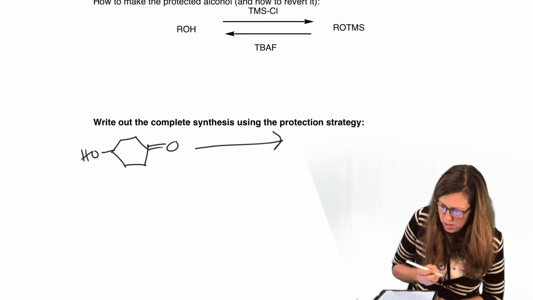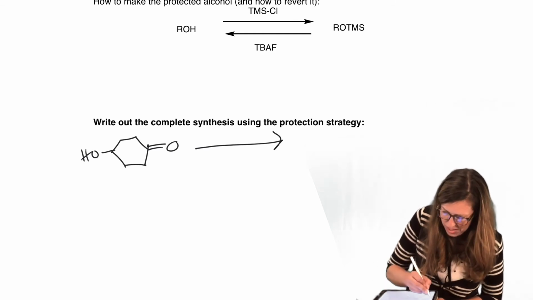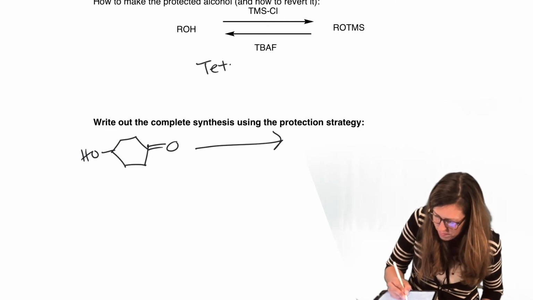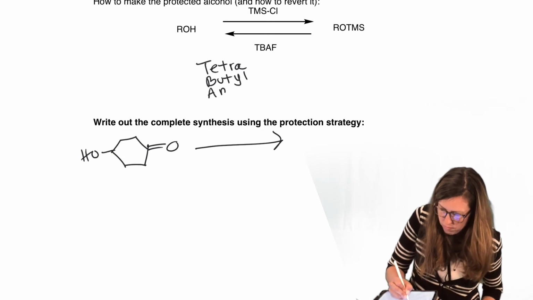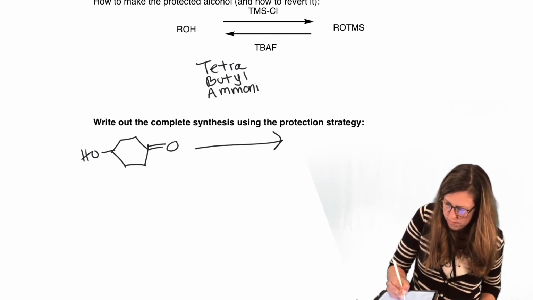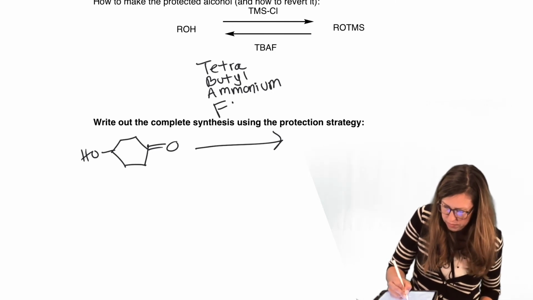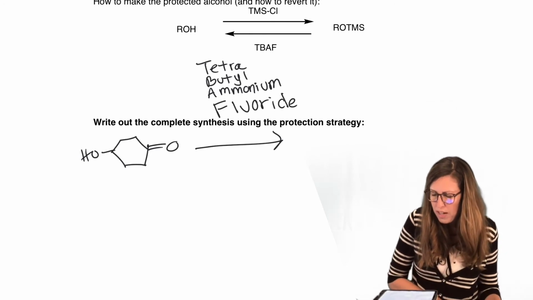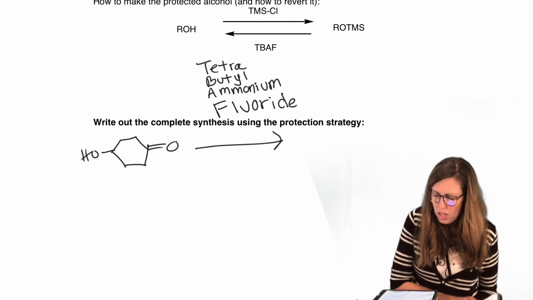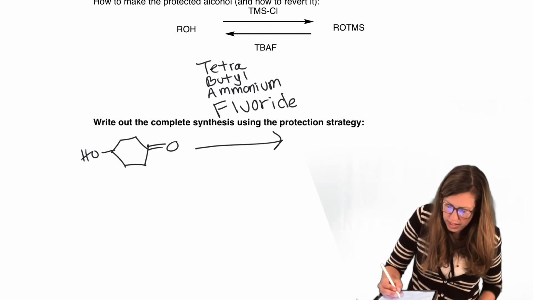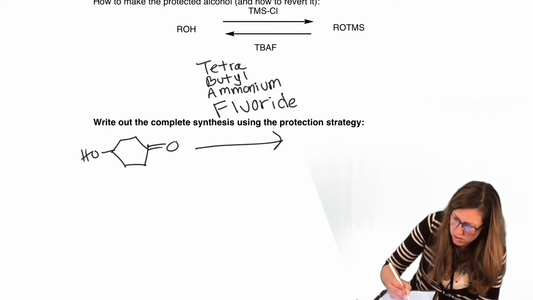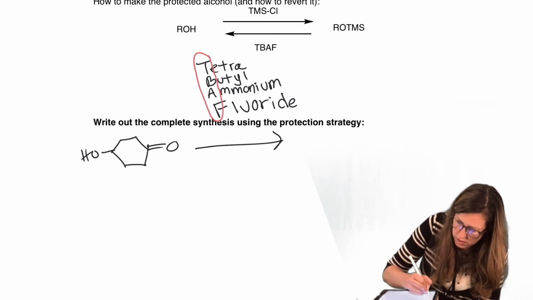Oh, and by the way, TBAF. What is that? Tetrabutylammonium fluoride. TBAF is specifically used to take off silicon-related reagents. In case you forgot what TMS is, it's trimethylsilyl.